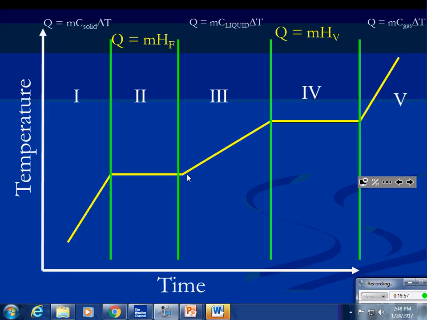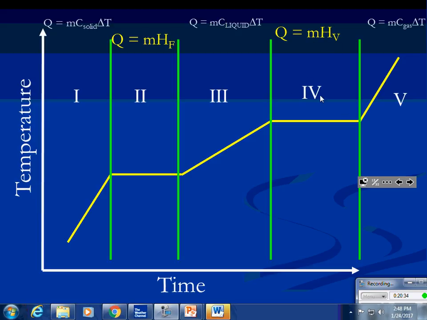Now we have a liquid, and we're increasing the temperature. So we take the specific heat, C of the liquid, the mass, and the temperature. Q is equal to the mass of the liquid, the specific heat of the liquid, and the change in temperature. We flat-lined here, so we have the boiling point. Once again, there's no change in temperature, so we can't use delta T. We have to use the equation Q equals m H V, the mass of the substance and the heat of vaporization.